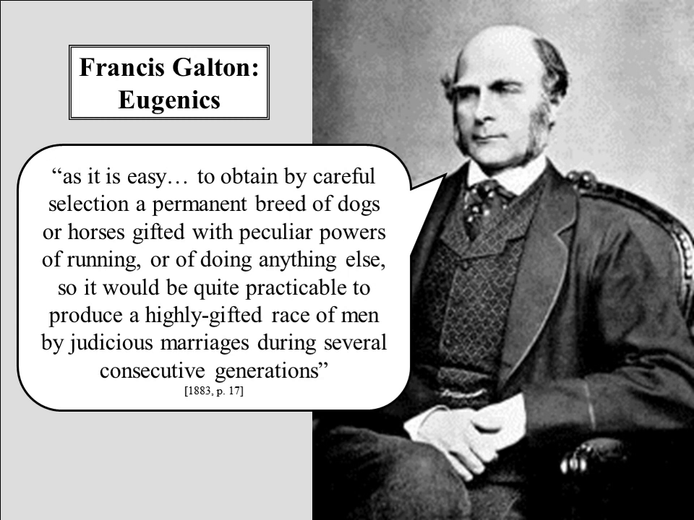But he also just talks about that, it might kind of sound crazy that we're going to try and do this judicious marriage thing and try and make these decisions of ideal traits. But he argues, as it's easy to obtain by careful selection a permanent breed of dogs or horses gifted with particular powers of running or of doing anything else, so it would be quite practicable to produce a highly gifted race of men by judicious marriages during several consecutive generations.